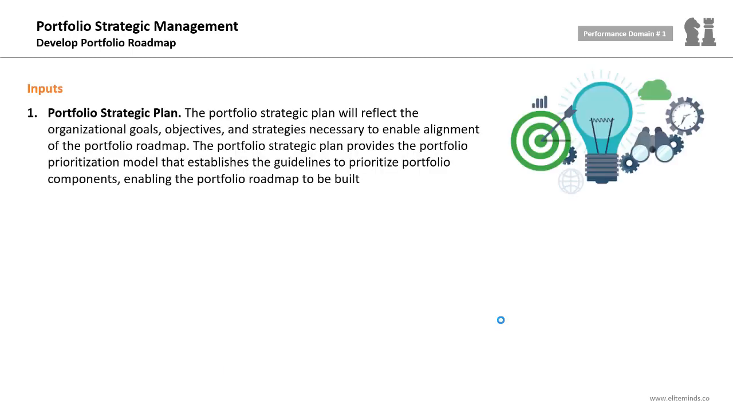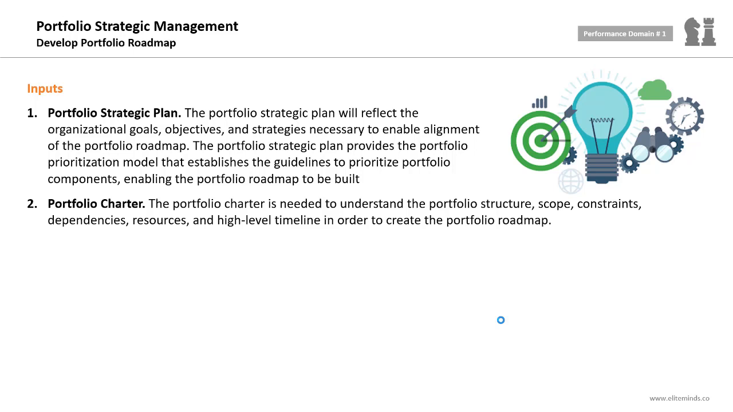The first input will be the portfolio strategic plan, which will reflect the organizational goals, objectives, and strategies necessary to enable alignment of the portfolio roadmap. It will provide the portfolio prioritization model, which is the key section of the portfolio strategic plan that establishes the guidelines to prioritize portfolio components, which will enable the portfolio roadmap to be built.